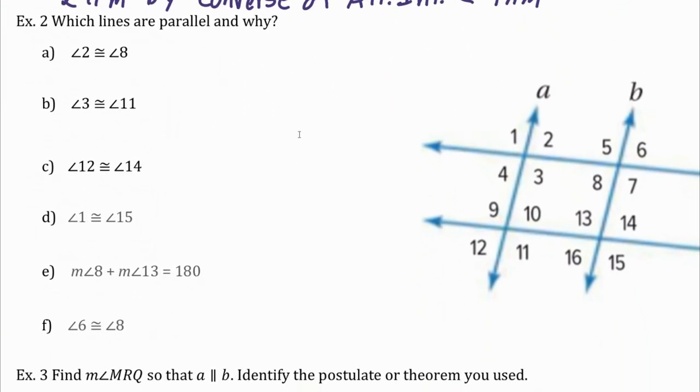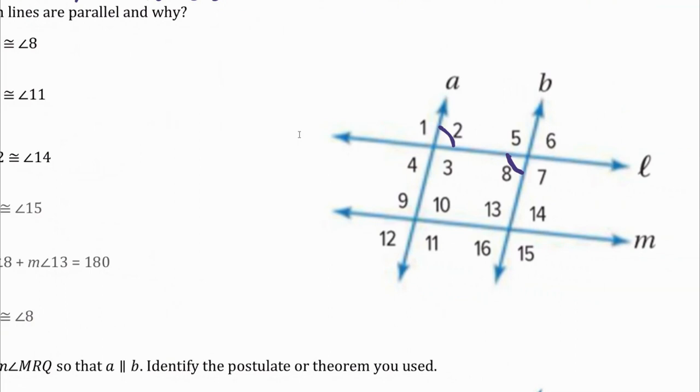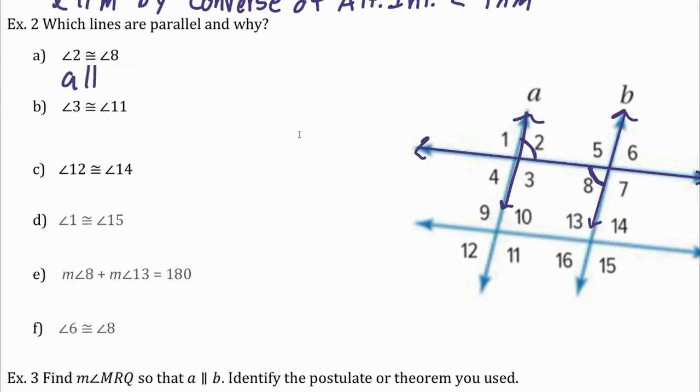So we have a lot of lines happening here, and we want to figure out which lines are parallel and why. So we're starting with 2 and with 8. So the first thing you may want to do is establish, okay, what is my transversal? So my transversal is going to be the line that touches both of these angles. So in this case, L is my transversal, so that's not what I'm proving parallel. And then my other two lines should only touch one of the two angles. So here we're trying to prove that line A is parallel to line B.